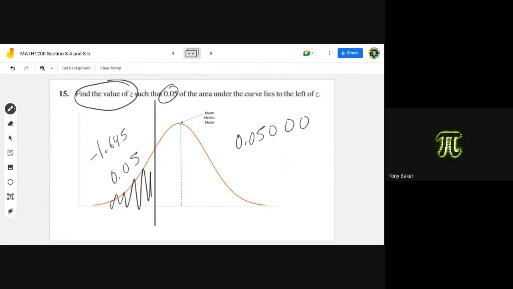At 1.64 is 0.05050, and the other one is 0.04947. So somewhere in the middle of that is the right answer. So you got negative 1.64. Does it matter? I don't know on Hawks which one they want. Believe it or not, the exact answer is what I just gave you there.